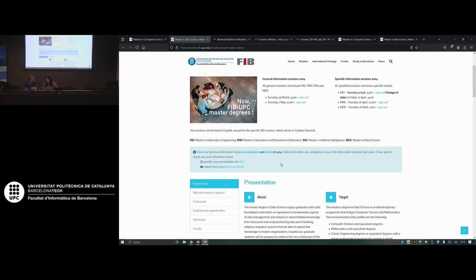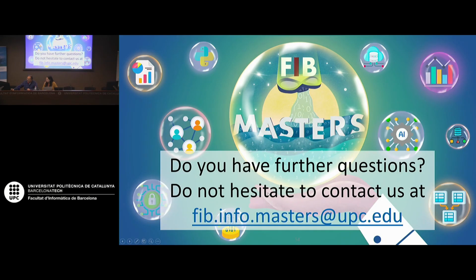Lee is asking, what is the definition of EU applicant? Is a residence permit enough or does one have to be an EU citizen? In some cases, the residence permit is allowed, but it depends on the kind of residence permit you have. To be more precise, please send us an email to the address here on the screen, FIB Infomasters, with a copy of your card just to see exactly what your residence permit is, and we will be able to tell you if this residence permit is considered EU applicant or not. Okay.